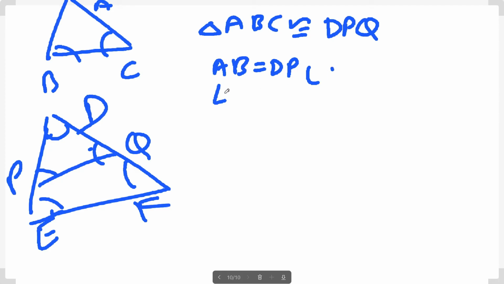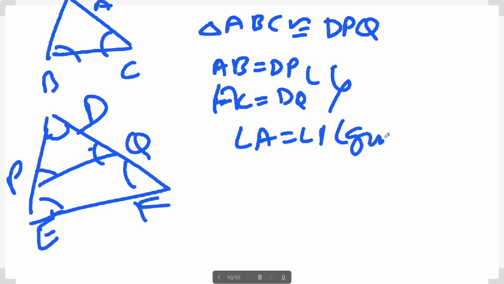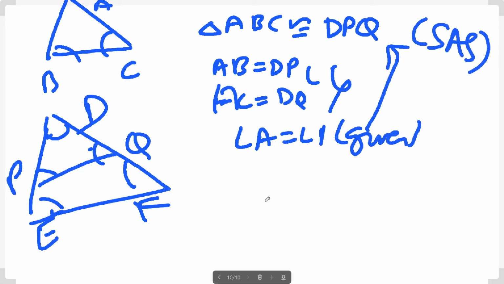This is what we did, right? AB equal to DP, AC equal to DQ. ये हमने किया, हमारे assumption में हमने किया. और angle A equal to angle D is given. So how are they congruent? SAS. Okay. So we congruent हो चुके हैं.